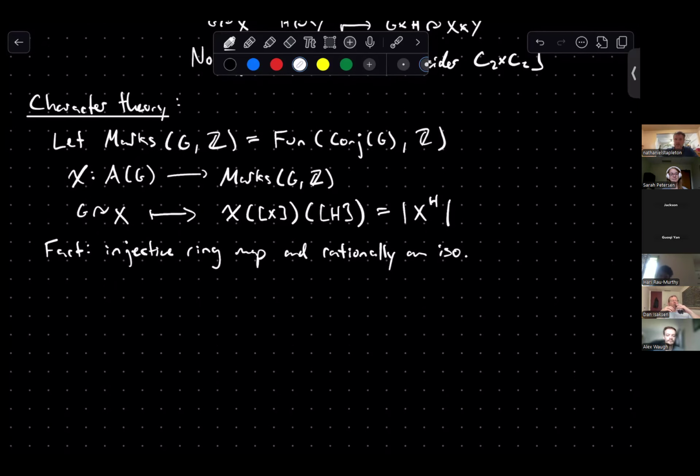So once again, you can ask for formulas for restriction and transfer on the level of marks, compatible with the restrictions and transfers on Burnside rings. And this is doable.